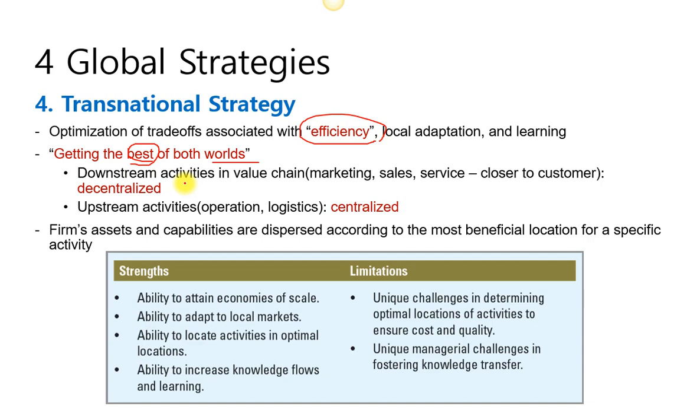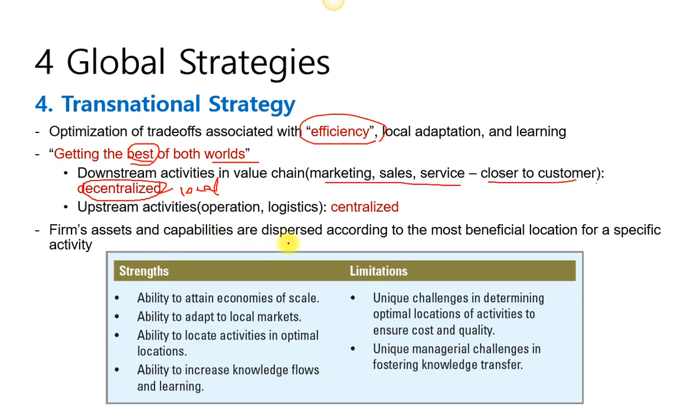So the downstream activities in the value chain, the marketing, sales, and service, that's closer to the customers. You try to decentralize and adapt to the local needs. So the downstream activities that are closer to the customers, you decentralize, so you adapt to the local culture. You localize that. But the upstream operations and logistics, you centralize. And you go with your parent company's rules and regulations. Okay? And you're trying to get the best of both worlds.